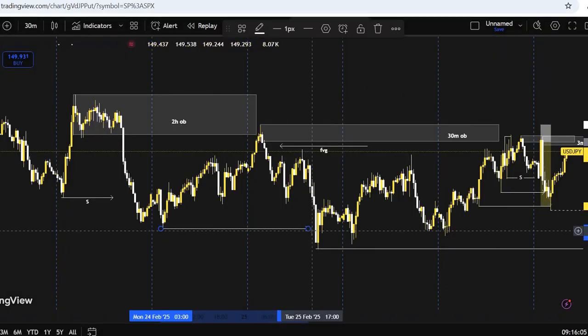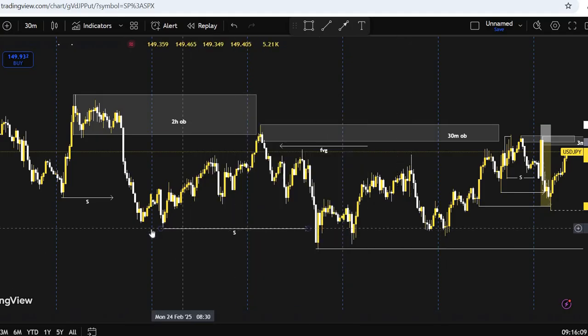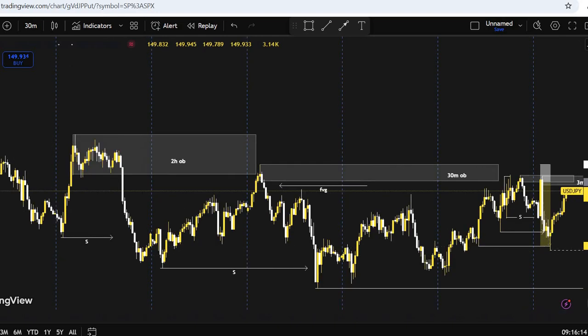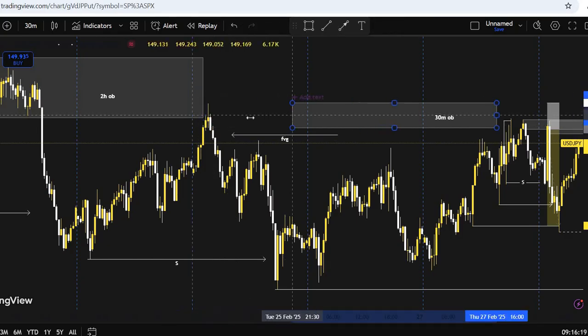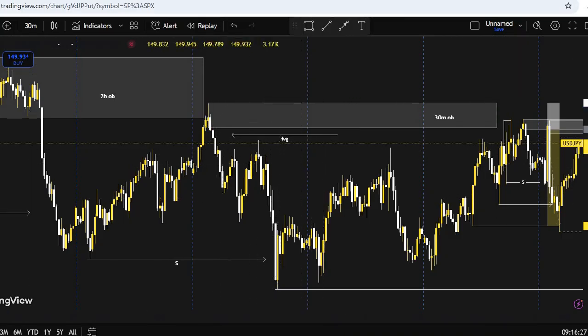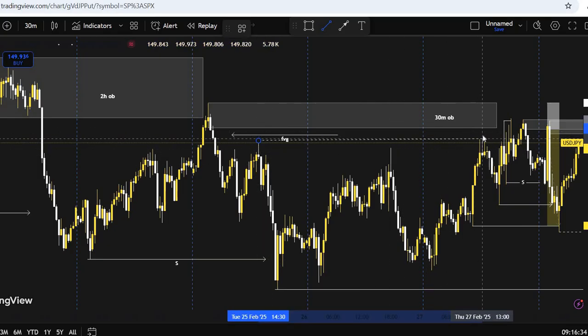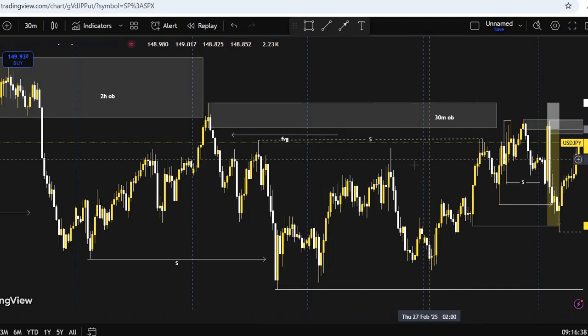Let me just label that as S structure. This one, external break of structure, just like this one, right? So when it broke structure up here, when it broke structure here, it left behind this clean order block, the supply zone, with a fair value gap, and this is what we call the incomplete pullbacks. You can call them that, or you can call them inducements. All this is resting liquidity right there, right?